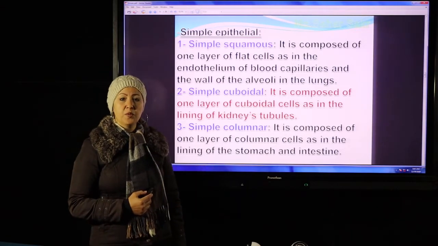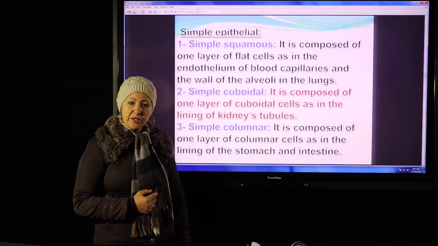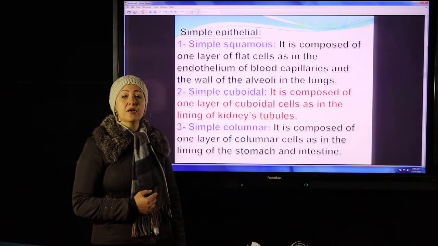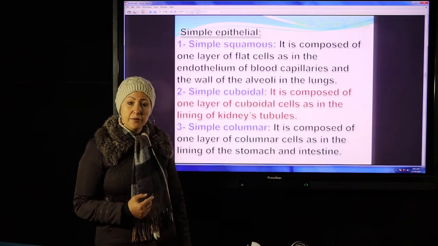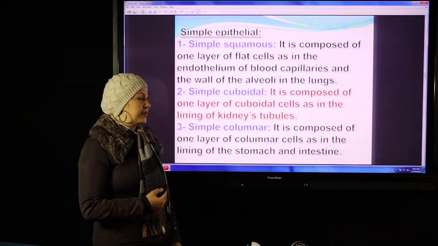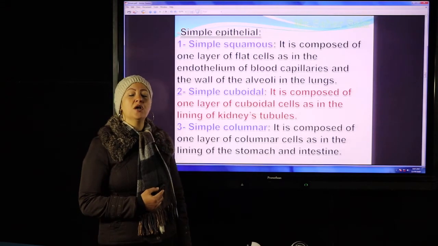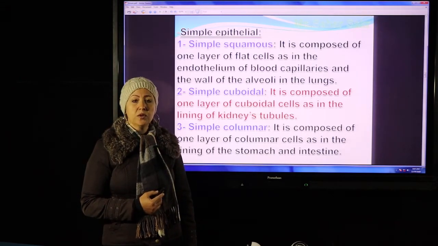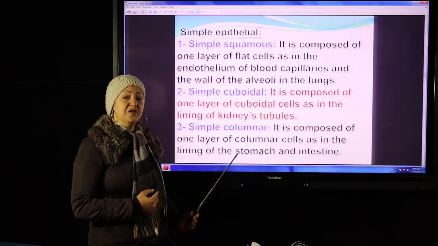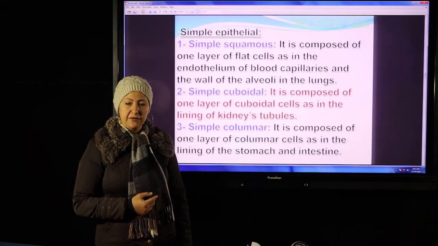Number 2, simple cuboidal. They are 1 layer of cuboidal cells, okay? Where are the cuboidal cells inside our body? They are found in the tubules of the kidneys. They are lining the tubules of the kidneys. Inside our kidneys, we have tubes or tubules. The lining of the tubules is simple cuboidal epithelial, okay? Then, number 3, simple columnar. Simple columnar are also 1 layer of columnar cells, okay? They are lining the wall of the stomach and the intestine from inside.